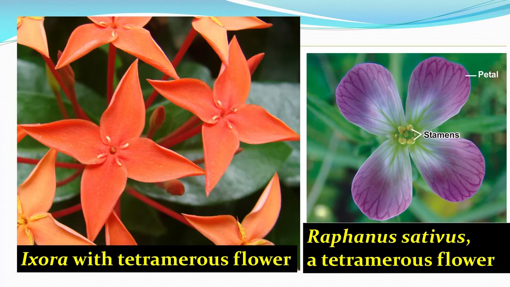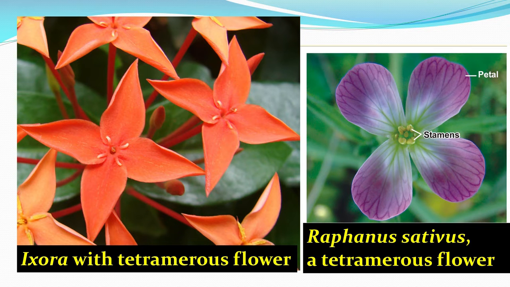Next, this red flower is clearly a tetramerous flower. This belongs to Ixora, Katharangani. This is a perfect tetramerous, symmetrical flower. In this you can see all four petals and anthers attached to the petals, so you can find the epipetalous condition.